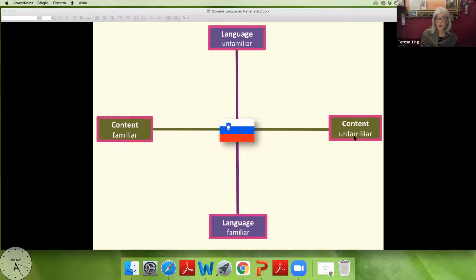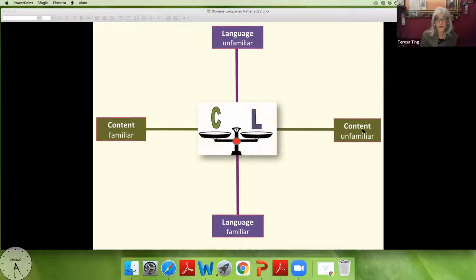Okay, now let's change this slightly. Let's make this language unfamiliar, language familiar, and content familiar, content unfamiliar. Now, in L1. And let's add to this our little balance, our C and L balance. And notice this little red circle we're going to be talking about. It's a very delicate hinge in this very delicate balance.